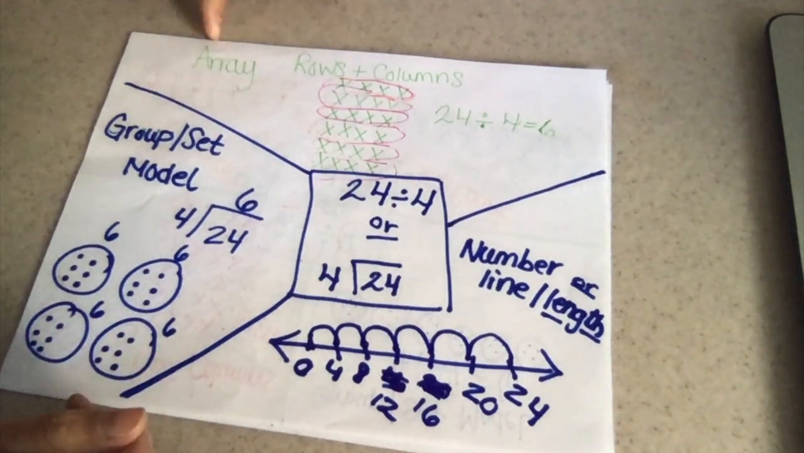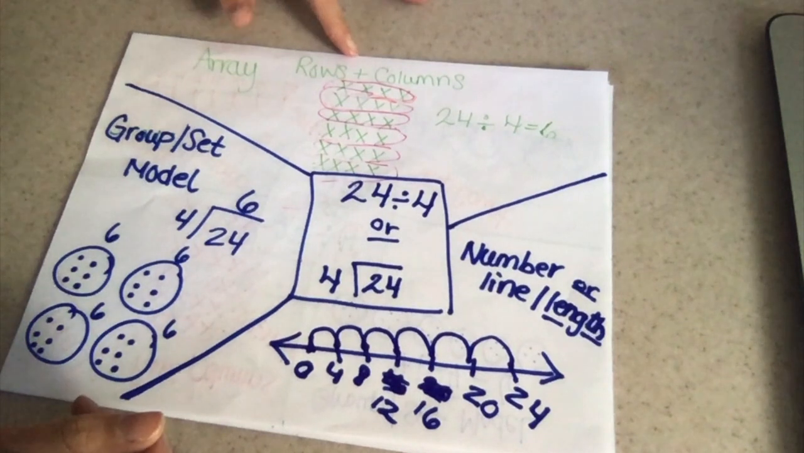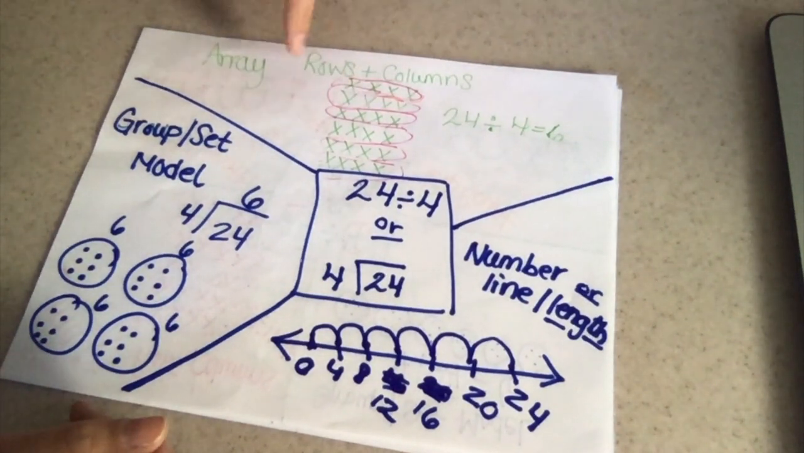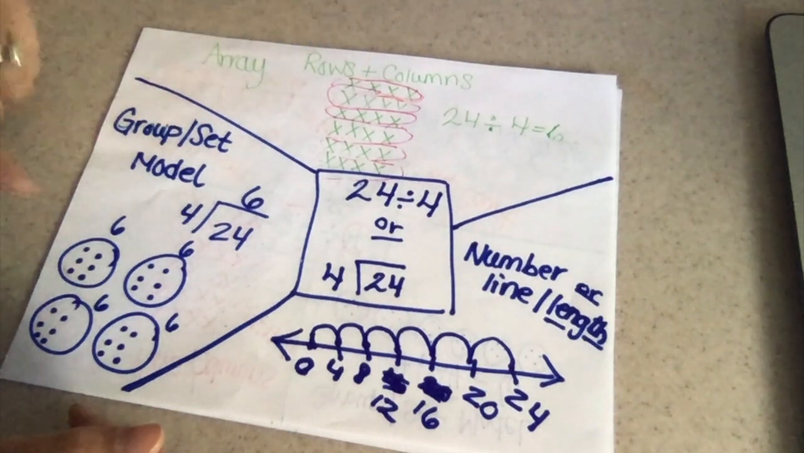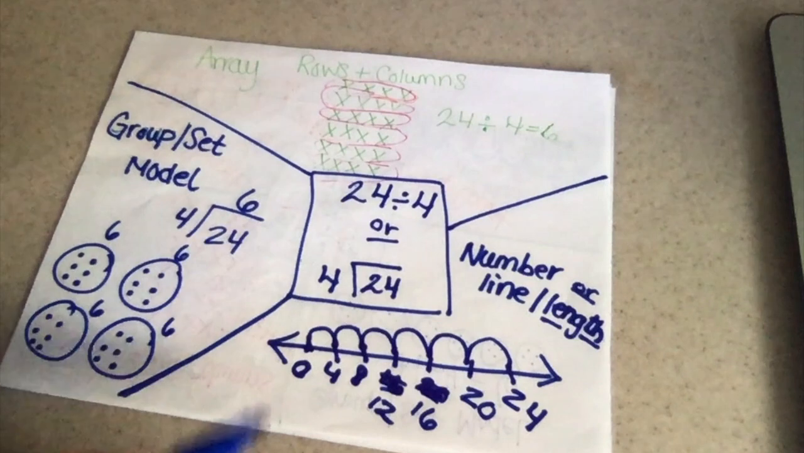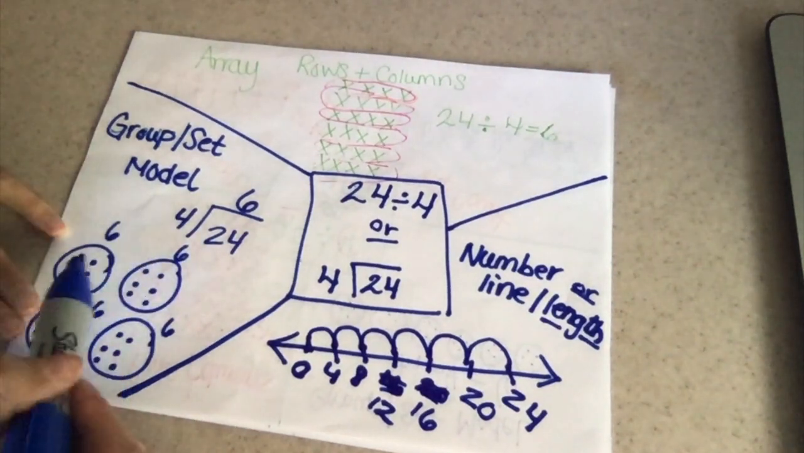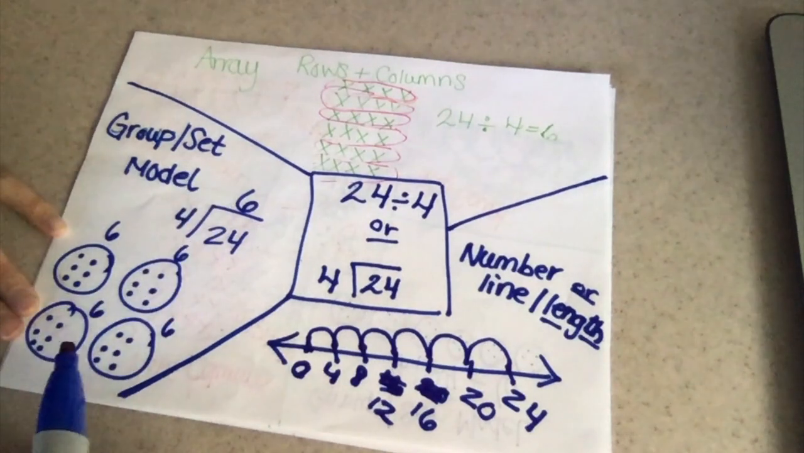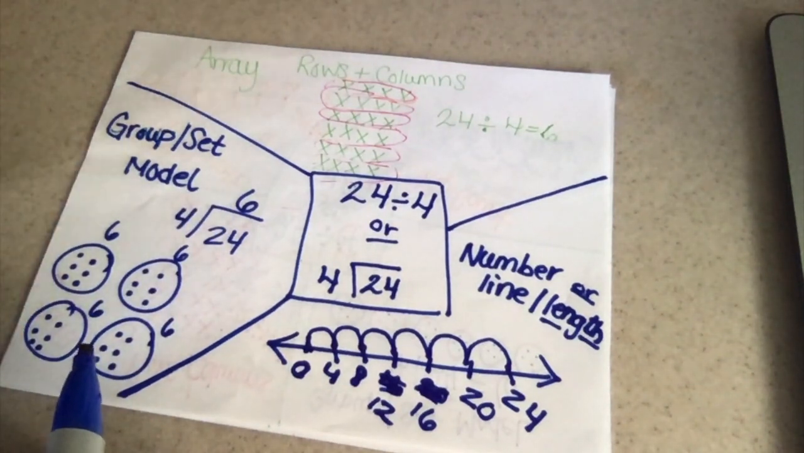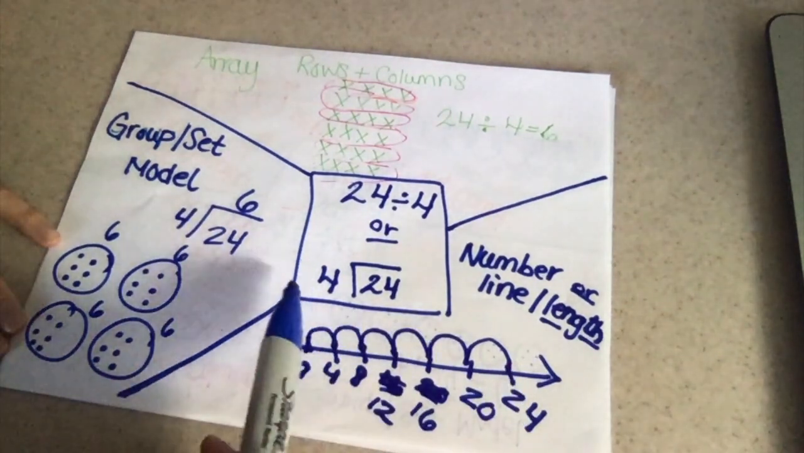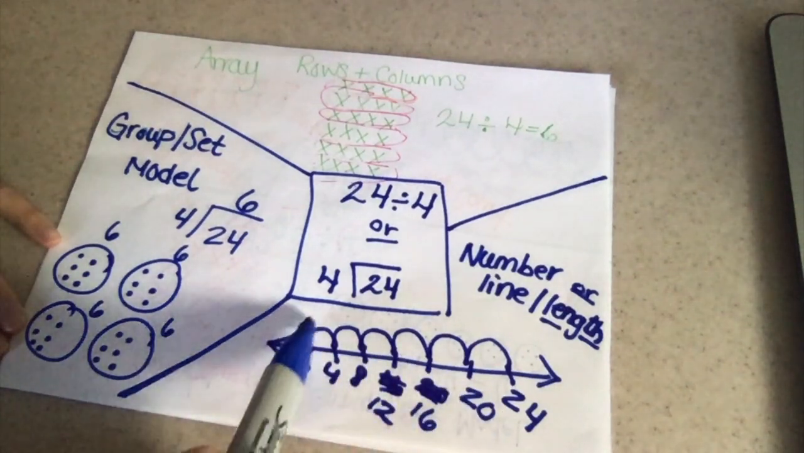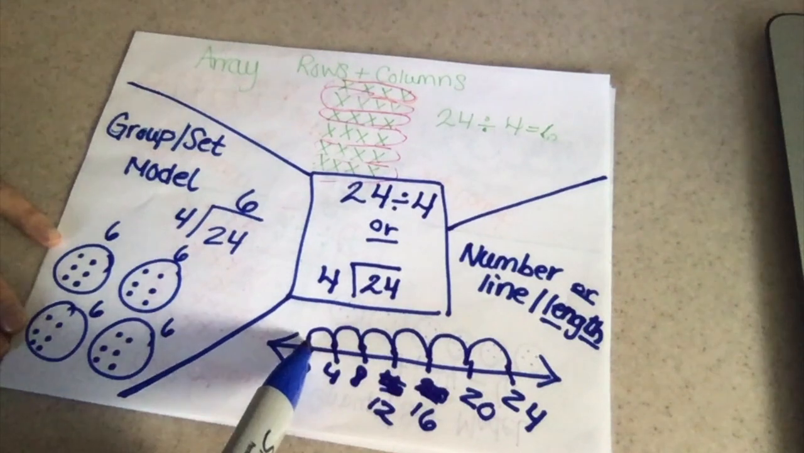So you have your array, which is your rows and columns, where you made rows of 4 until you got to 24, and then you counted up that created 6 rows. You can use the group set, where you take 4 groups and you put 1 in each until you get to 24, and then you would find that there is 6 in each group. Or you can use the number line, where you count by 4s until you get to 24, and then you count your bunny hops to see how many hops to get there.